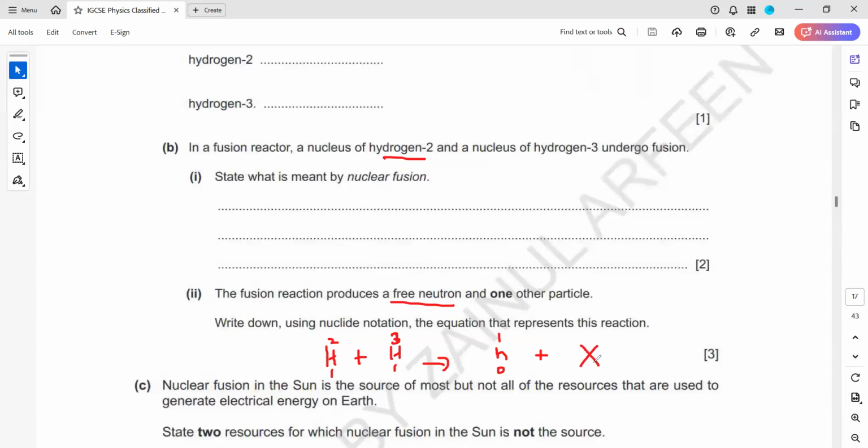So any other element X is there. What will the number at the top be? What is here? 2 plus 3, 5. So here is 1, 4. 4 2. Here 1 plus 1, 2, 0. So it should be 2.